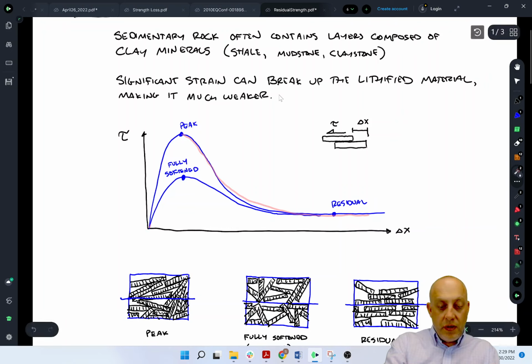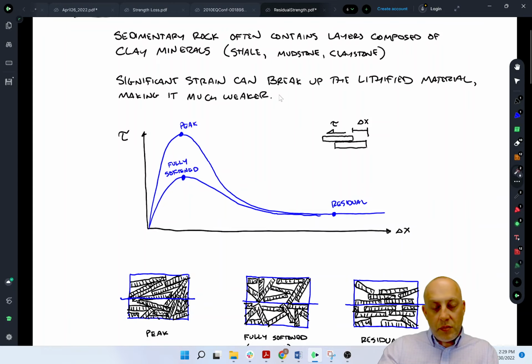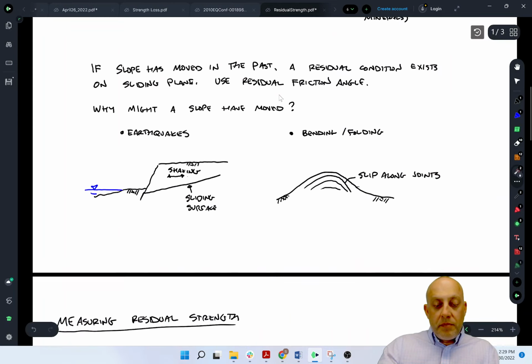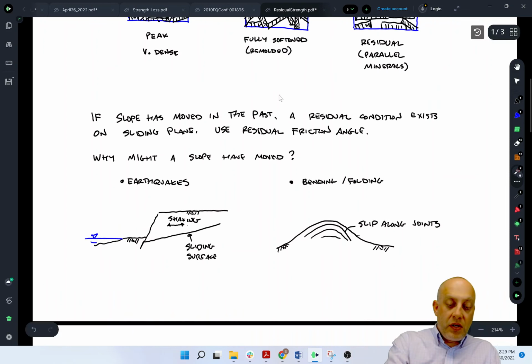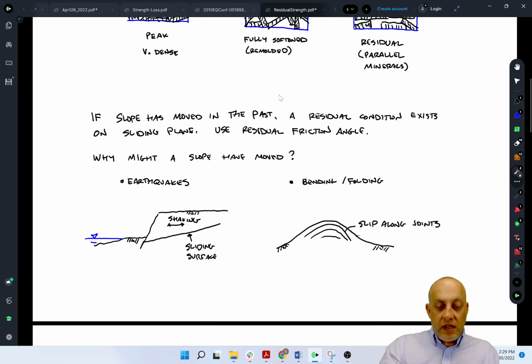You know, what if you loaded just up to there and unloaded? It wouldn't reach that residual condition, the slope wouldn't really move. So one trigger might be an earthquake, right? You've got a slope, maybe this is like a coastal bluff where here's the beach and the water, and here's a rock face like you might find in the Palos Verdes Peninsula.